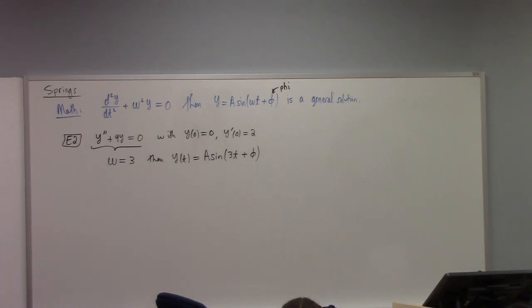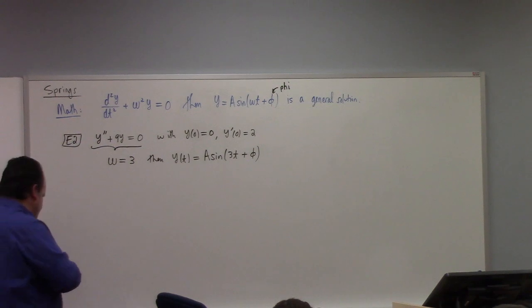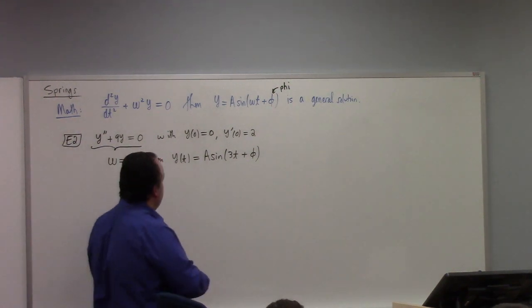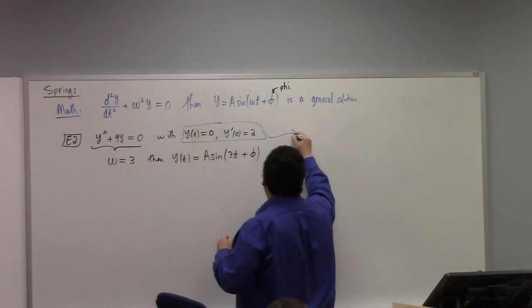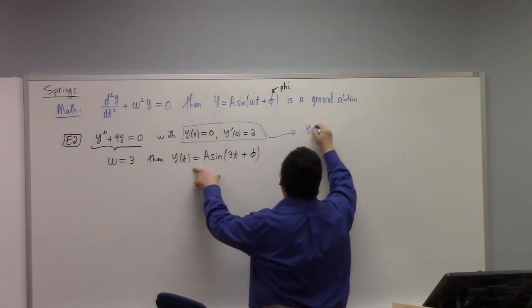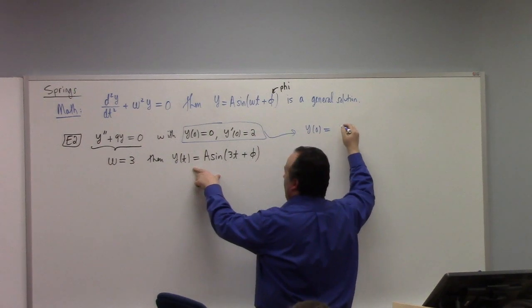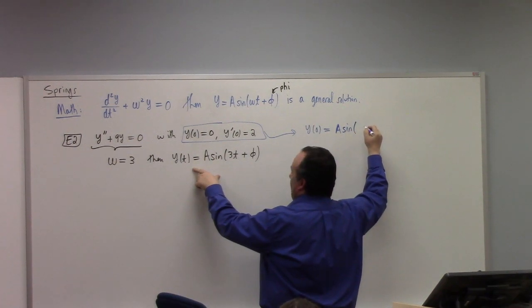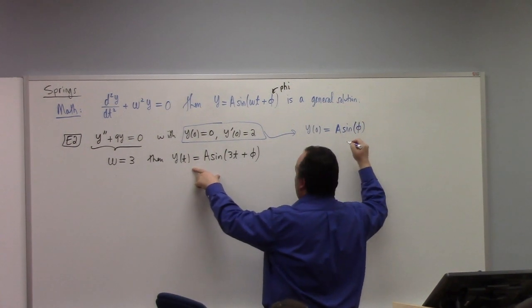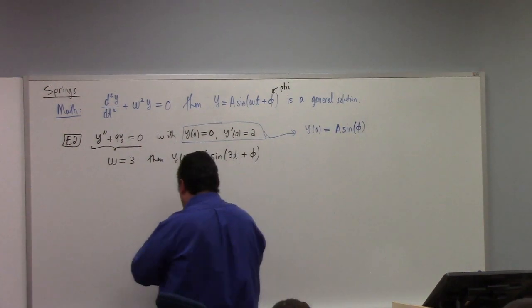Now, the A and the phi. A is the amplitude. Again, phi is the phase angle. How can I find the amplitude and the phase? Well, simply use my initial conditions, right? That tells me y(0) is what? A times the sine of what? Phi, right? Okay, great.